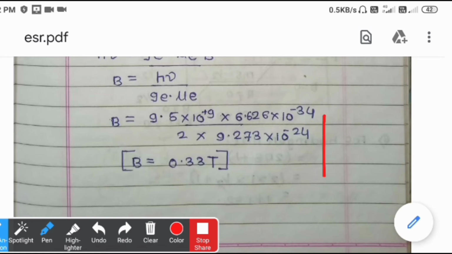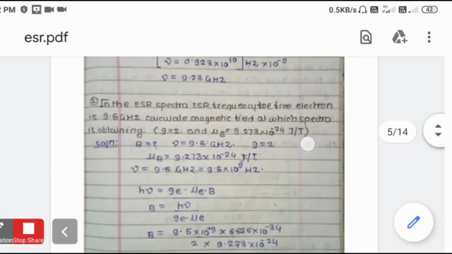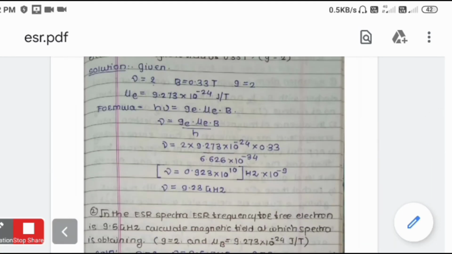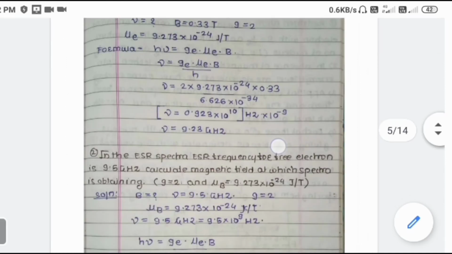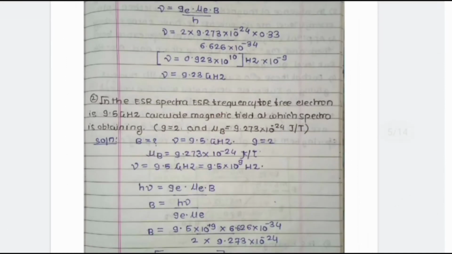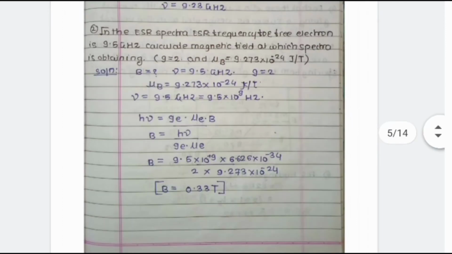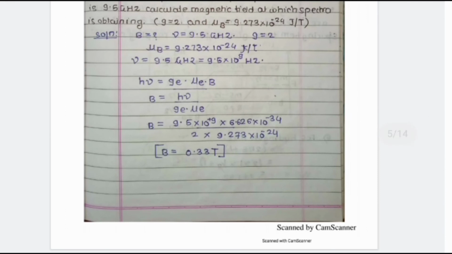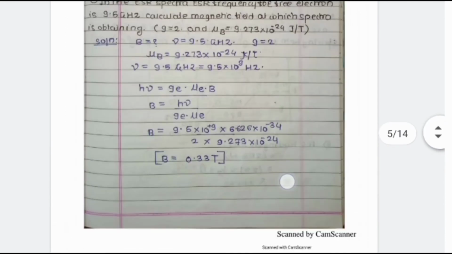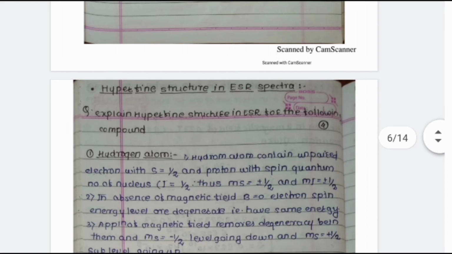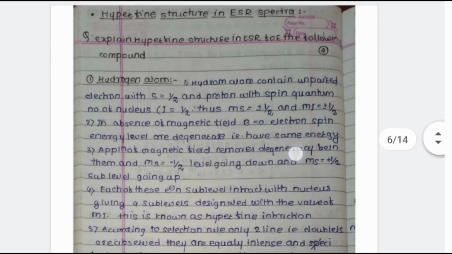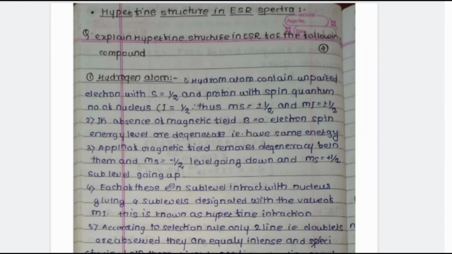So here we have seen some simple problems, like how we can calculate the energy or the frequency gap, and how we can find out the field strength of the external magnetic field. This type of problem might be asked in the exam. So this is one type of problem. Now another type of problem in the ESR spectrum is how many hyperfine lines are obtained for the given spectrum.